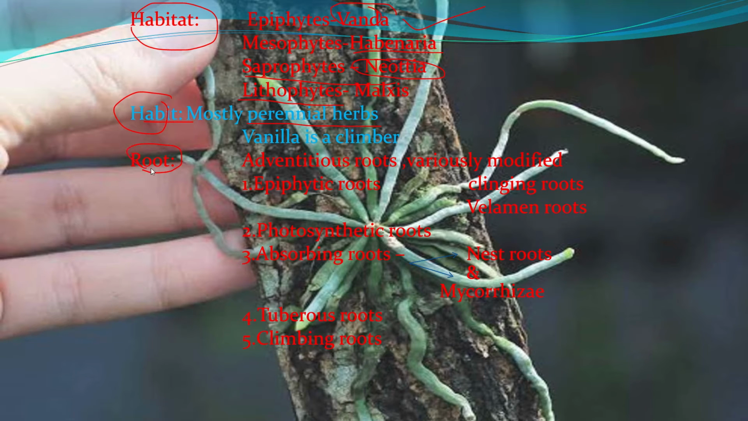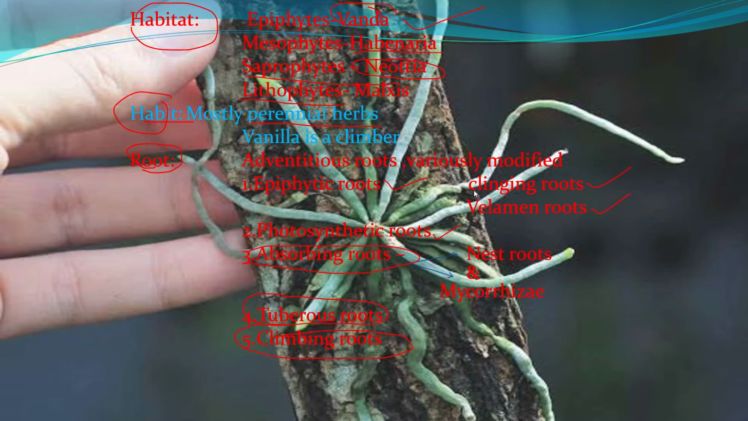In the Orchidaceae family, the root system is variously modified. Mainly 5 types of roots are present. One is epiphytic roots, second is photosynthetic roots, third is absorbing roots, fourth is tuberous roots, fifth is climbing roots. These 5 types of roots are present in this Orchidaceae family. Epiphytic roots have 2 types: one is clinging roots, another is velamen roots.